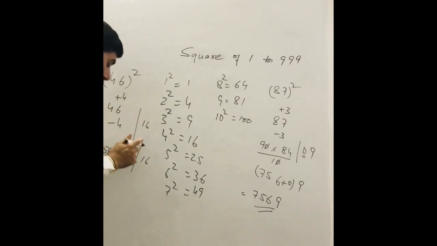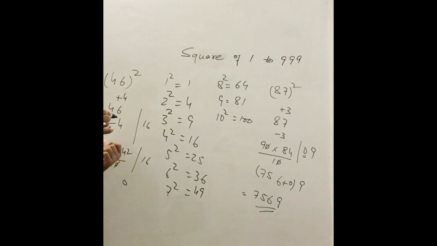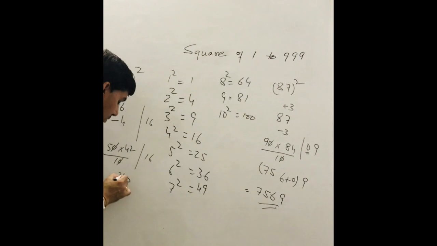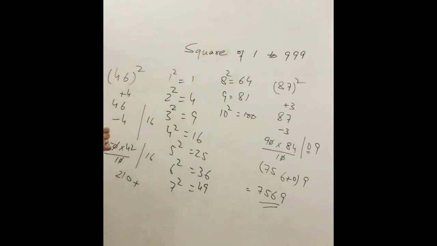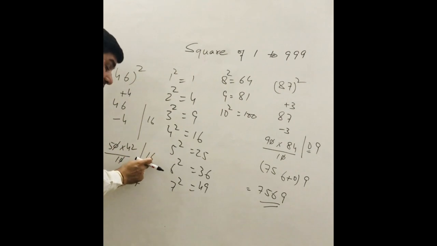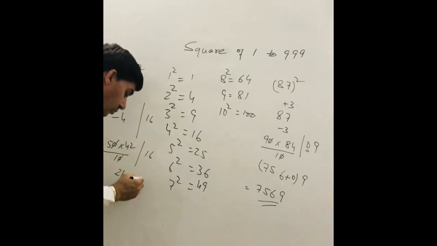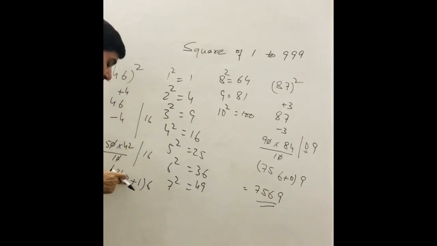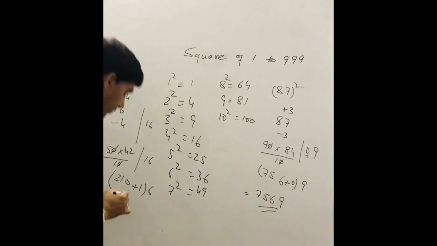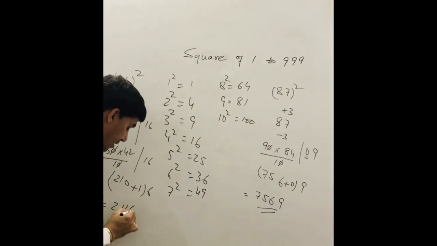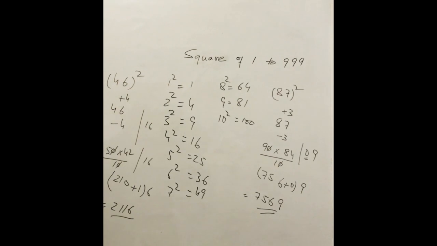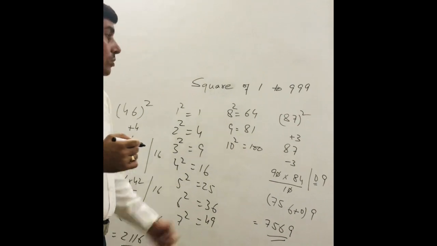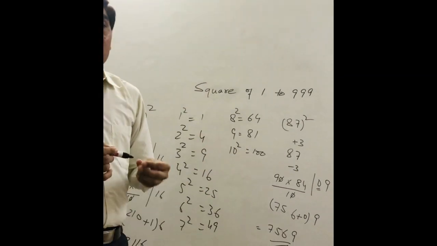We get 5 into 2 is 10. 5 into 4 is 20 and 1 carry is 21, plus the second digit of the 16. First digit is 1 and the second digit is 6. So we have to write 1 here and write 6. Now 210 plus 1 is 211 and 6. So 2116 is the required square of 46. So these are the squares of the two digit numbers.